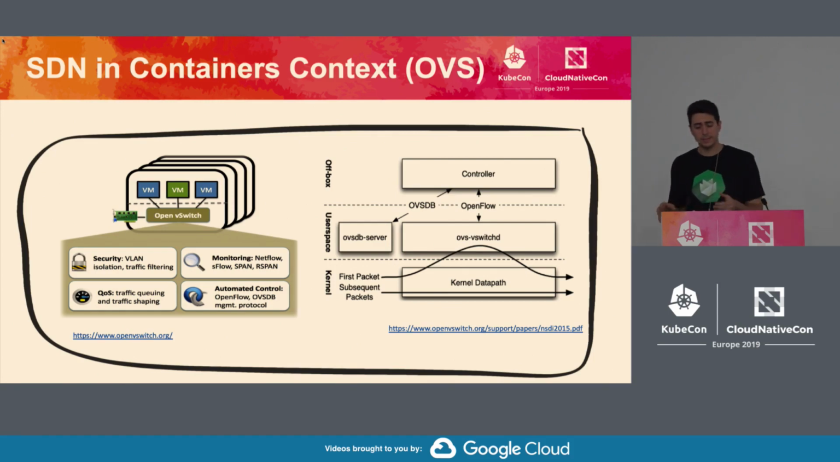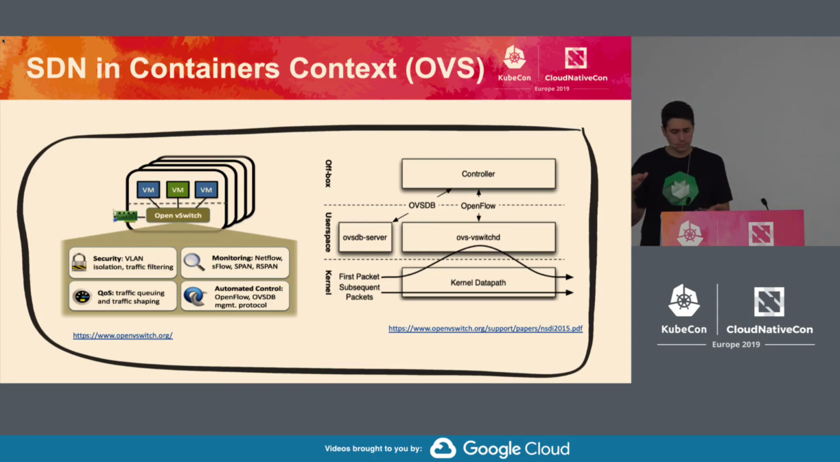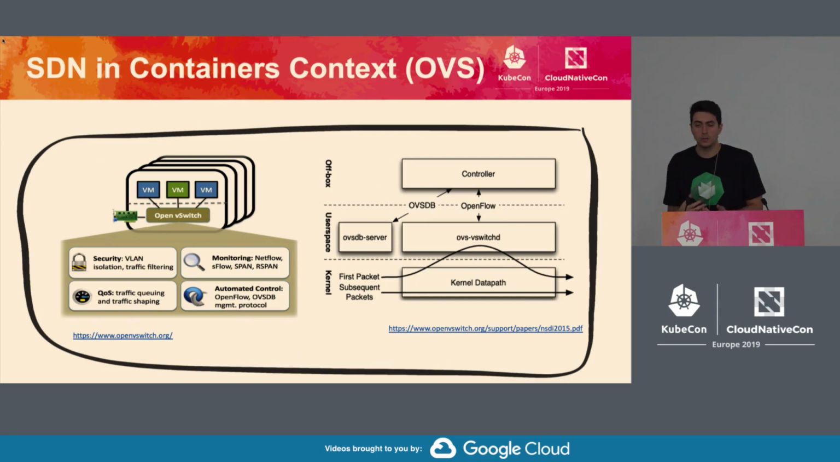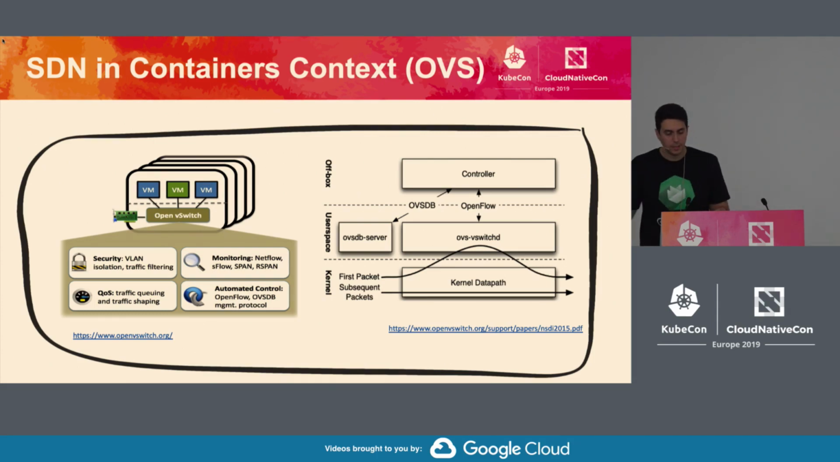How it works in detail, just for a quick overview: the first packet comes in. The kernel data path doesn't know how to forward the packet, so it sends it to user space, where it gets sent to the controller. The controller has certain logic for how this packet should be forwarded. Then a flow rule is programmed on the vSwitch or the kernel data path, and then the second packet comes in and gets forwarded right away.